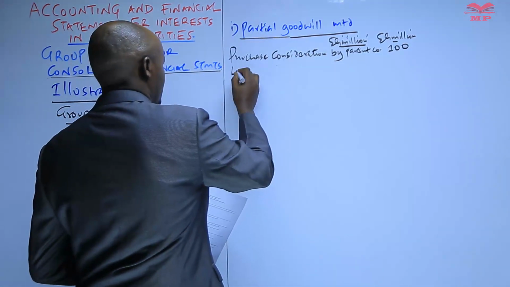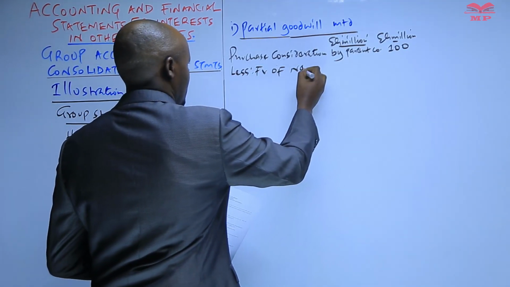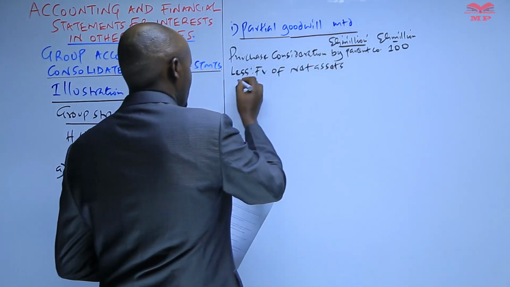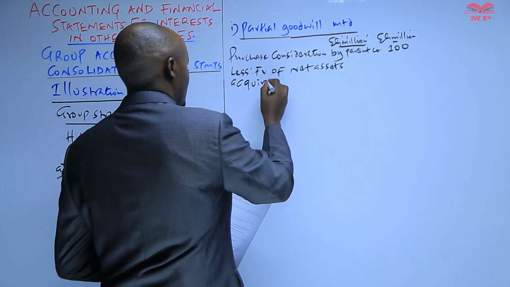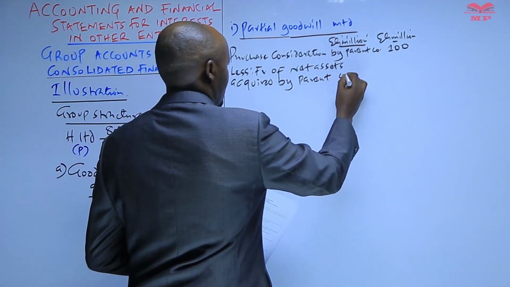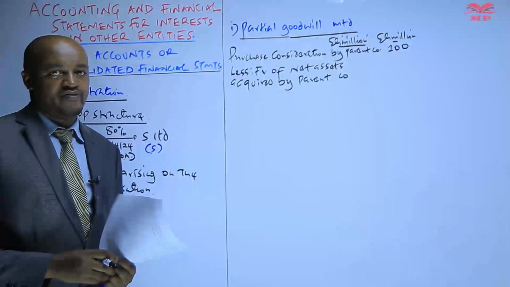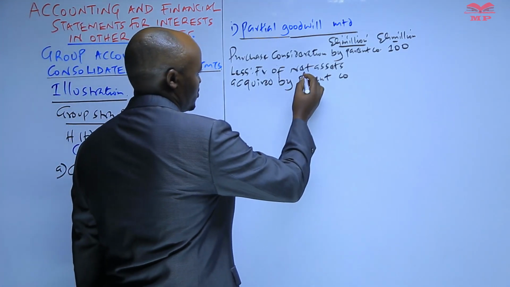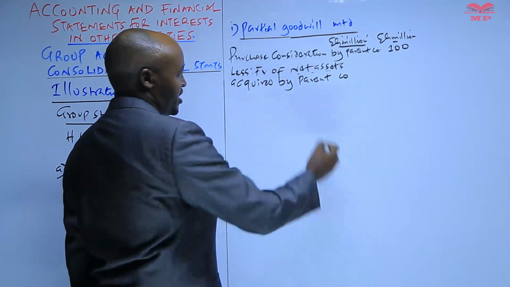And then to this, what do we do? We deduct the fair value of net assets acquired by the parent, net assets acquired by the parent company or by the parent entity. Remember what we have said in our previous session is that in most of the cases, the examiner will not give you the net assets of the subsidiary company on the date of acquisition.